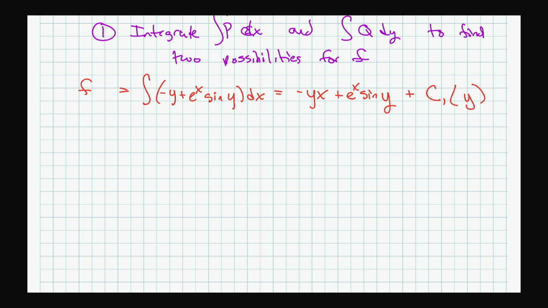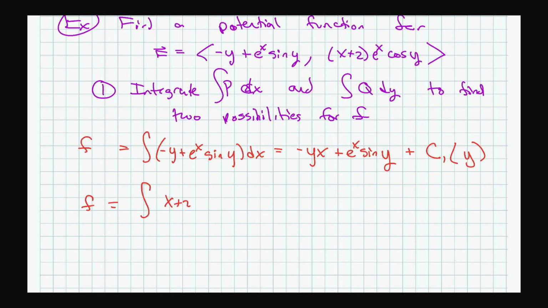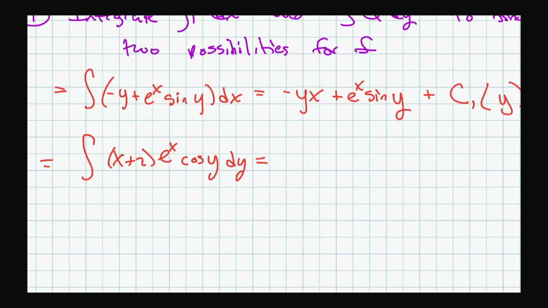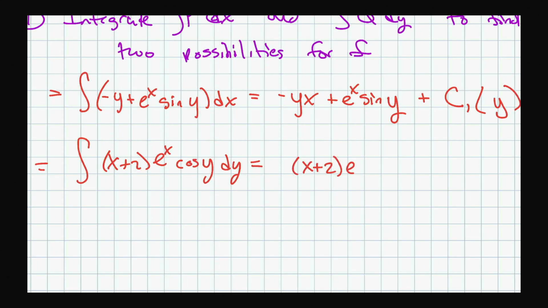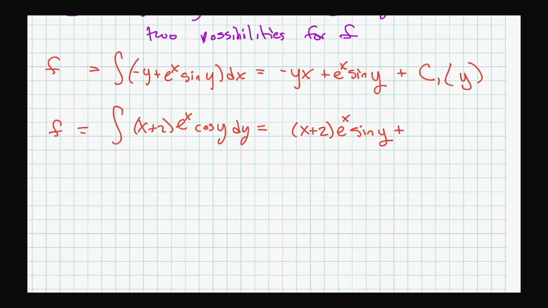Do the same thing for the q, which is x plus 2 e to the x cosine y dy. So we're doing the integral with respect to y this time. The only place there is a y is just cosine y dy, so the antiderivative of cosine y is sine y. So this is just x plus 2 e to the x sine y, and then plus another function, c2, that could have any number of x's in it.